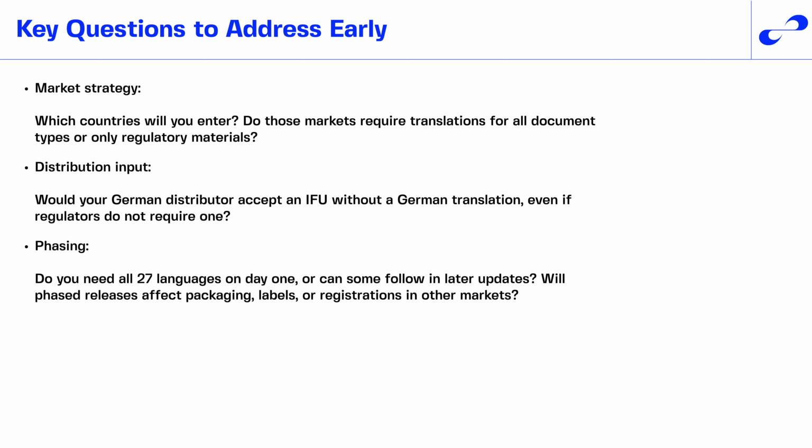Market strategy. Which countries will you enter? Do those markets require translations for all document types or only regulatory materials? Distribution input. Will your German distributor accept an IFU without German translation, even if regulators do not require one? Phasing. Do you need all 27 languages on day 1, or can some follow in later updates? Will phased releases affect packaging, labels, or registrations in other markets? Plan thoroughly and plan early. Decisions made at this stage ripple through every subsequent step.